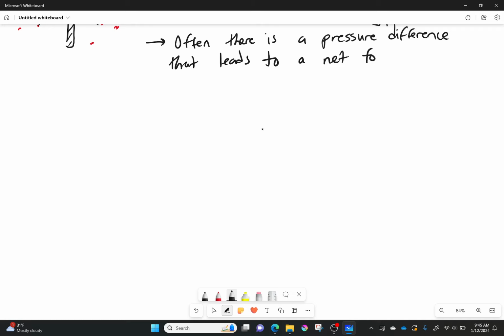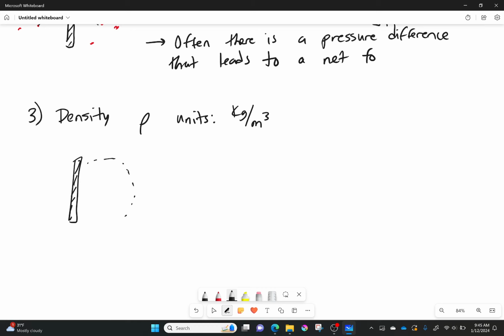Okay, so let's continue on into density. We use the symbol rho, and it has units of kilograms per meter cubed. If I was to draw this, it would look something like this. There are two regions, region 1 and region 2. I'm reversing the numbers there.